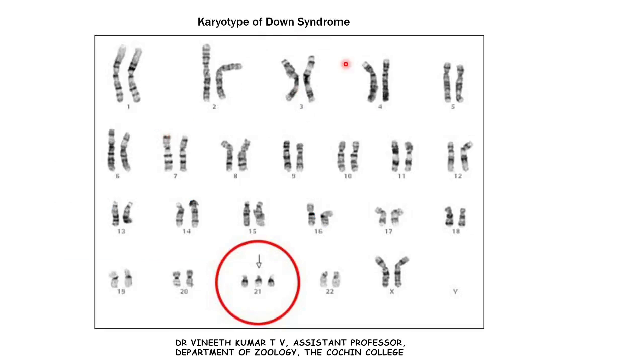This is the karyotype of a Down syndrome individual. Here you can see chromosomes 1 to 22 and X and Y. This is a female with Down syndrome, where apart from the two homologues, you can see one extra. This is how you identify a karyotype. If you are given a karyotype and asked to identify the syndrome, you can easily do so by identifying which of the chromosomes is present in three copies, which denotes trisomy. In this case, it is trisomy 21.